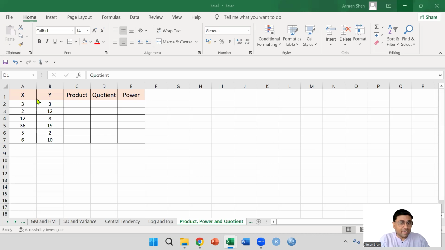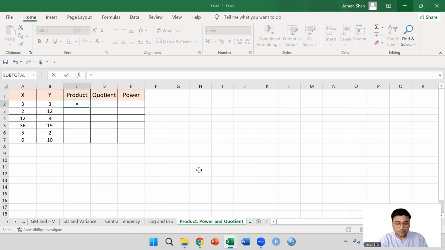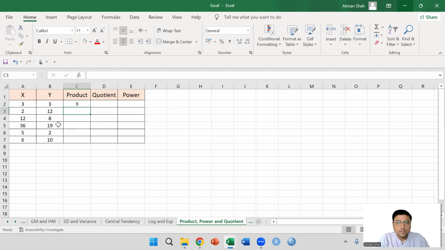So here I have the data on two variables, X and Y. Now let's see the use of product function. Product function is used to multiply two or more values. So write equal to product, select first cell, that is A2, comma, B2, close the bracket, enter. So this is the idea of product function.